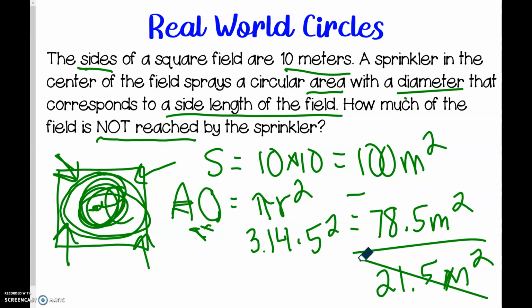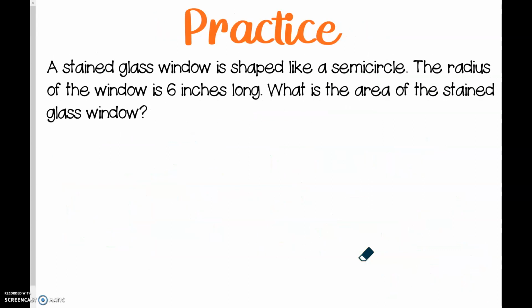All right, so you have one practice problem to take a look at. I'm going to read it to you just because the most important thing about this is annotating to figure out what you know versus what you do not know. So just really pay attention to it. So it says a stained glass window is shaped like a semicircle. The radius of the window is 6 inches long. What is the area of the stained glass window? So there are some key things in there that you should be seeing as I read that.